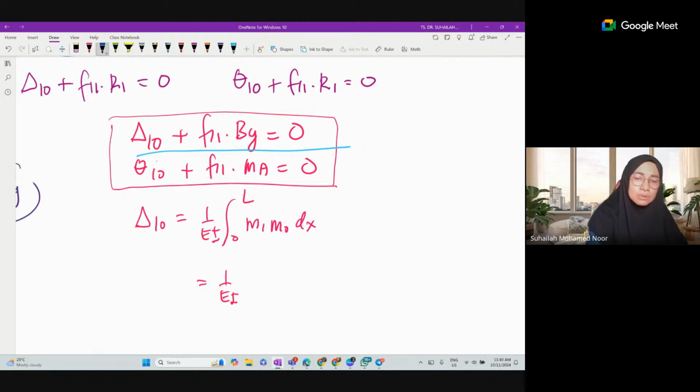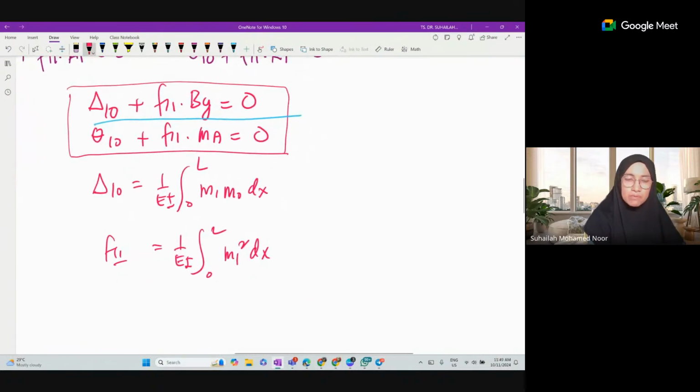Okay, so F11 is 1 over EI from 0 to L. F11 means M1 square dx, M1 two times. Okay, so this is the formula. So if we use theta, same formula, but we change to theta. Okay, so these are the formulas of displacement.